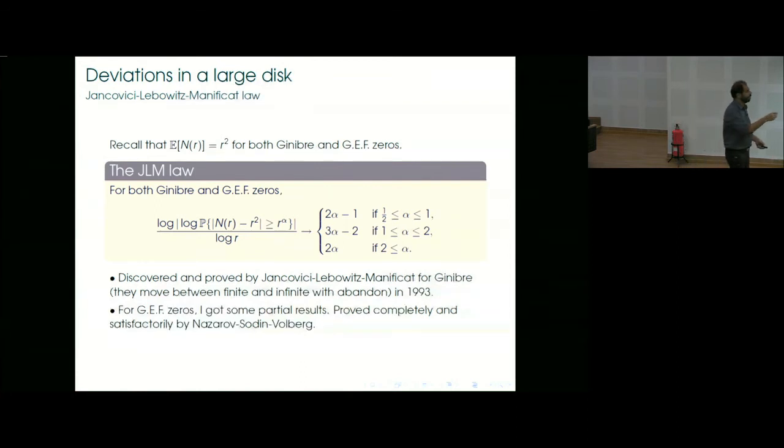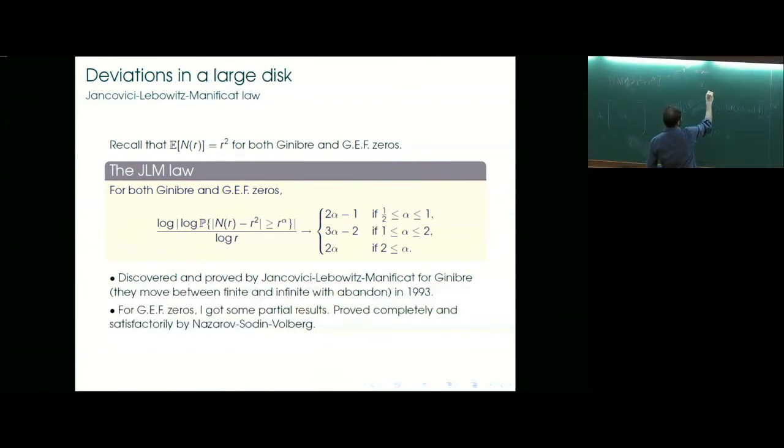What is 1? When alpha is 1, the deviation is about r. When alpha is 2, you are asking for a deviation of r square. So in a disk of radius r, there are r square points. So when alpha equals 2, you are asking for a kind of bulk deviation, of the order of the volume. Whereas alpha equals 1, you are asking for a deviation which is of the size of the boundary. So those are the two points where the transition happens.